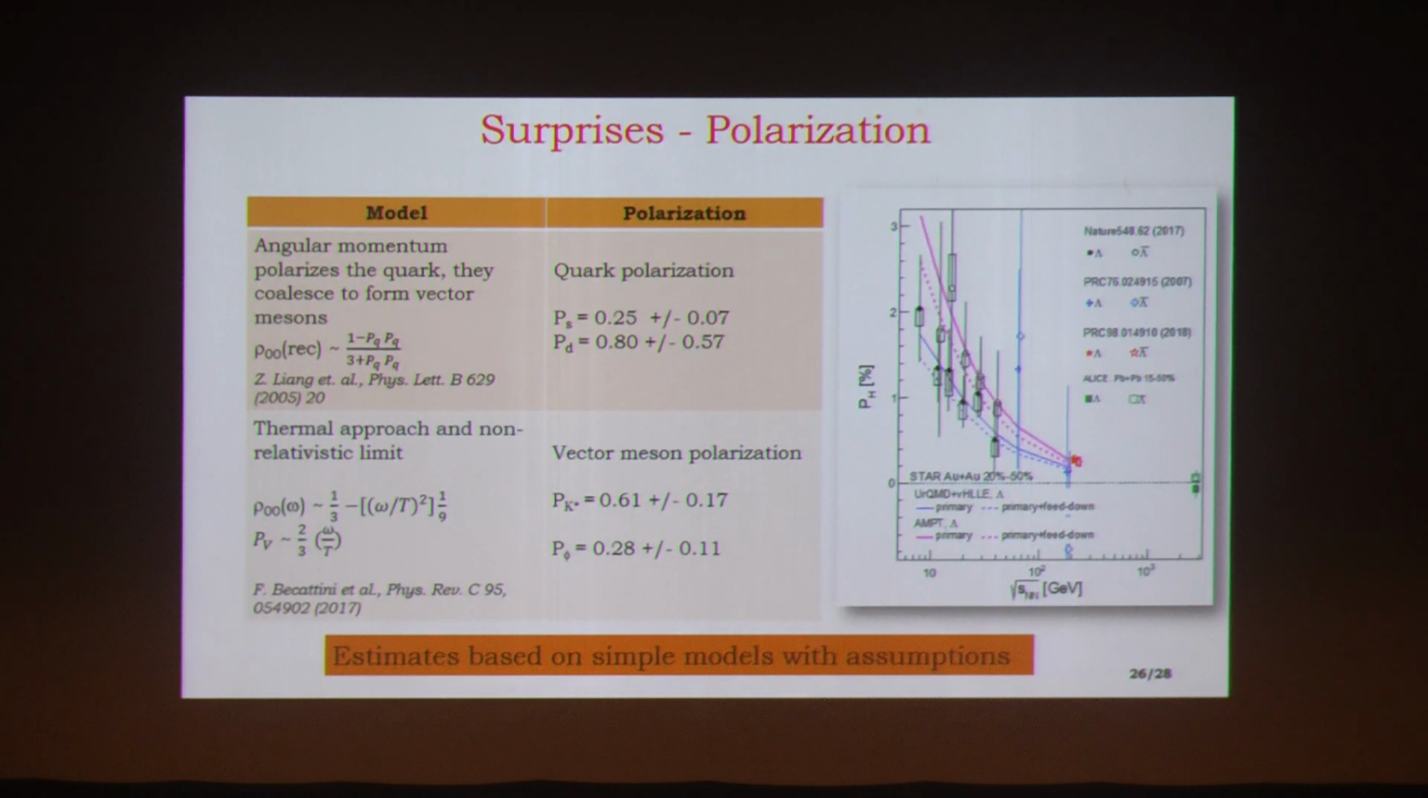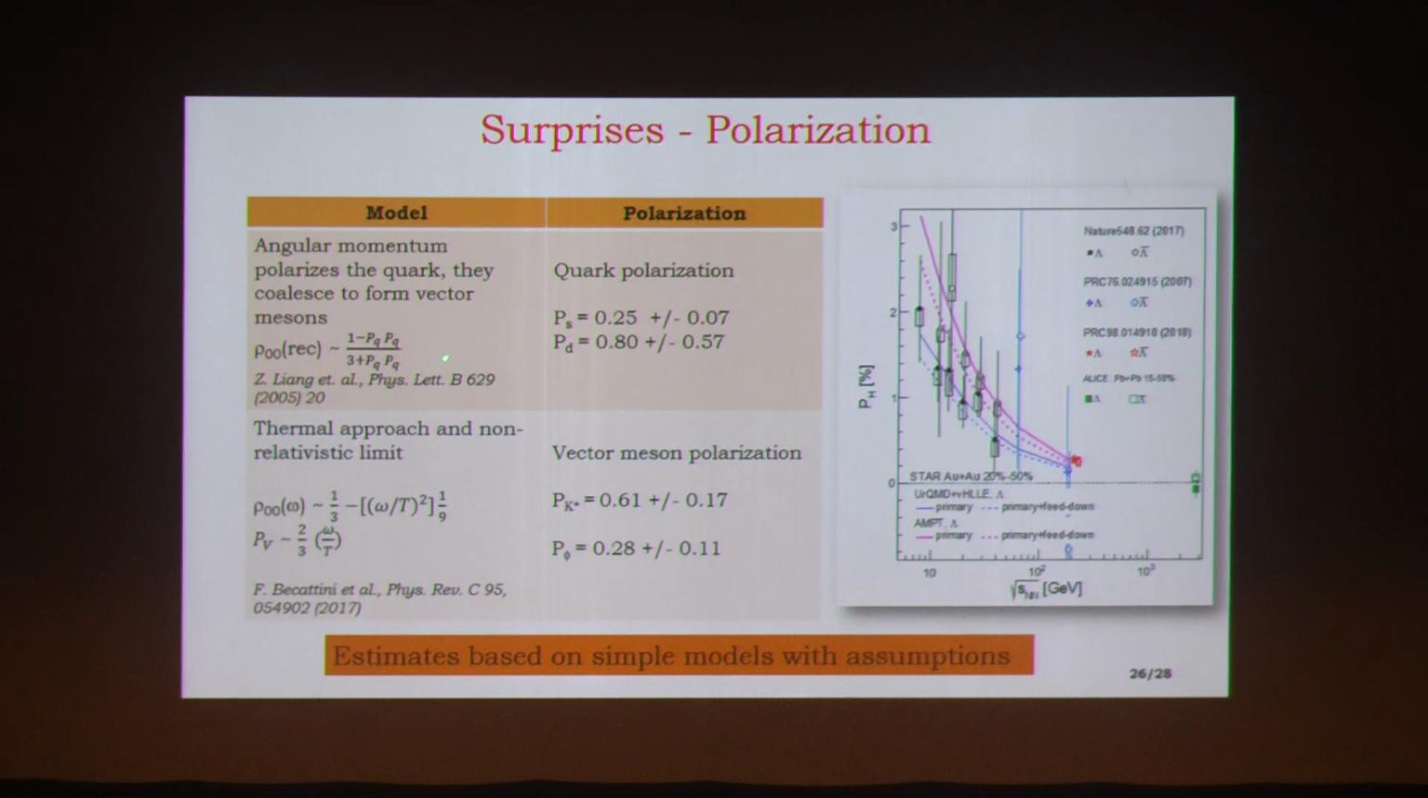So that's why people tend to say it's the most vortical fluid as observed in a laboratory. Now these measurements which I showed you are very challenging and statistics hungry, dominantly at low pT, where reconstructing these vector mesons is difficult. But if they stand, at the moment there is about a 3 sigma effect. If they stand, then they bring in a lot of surprises also.